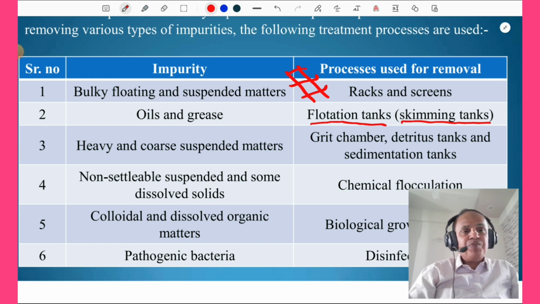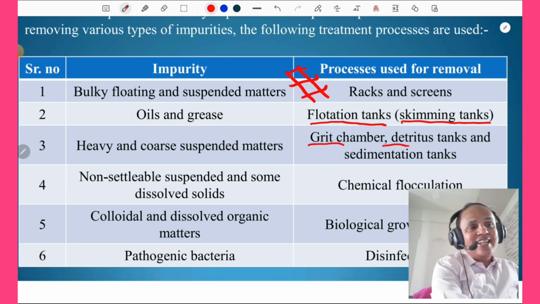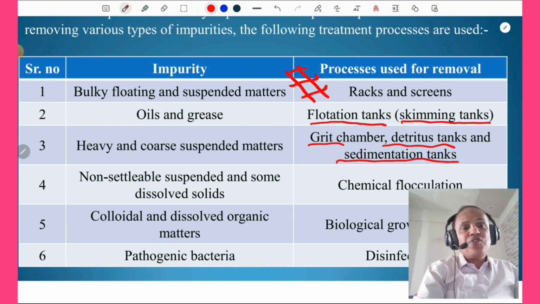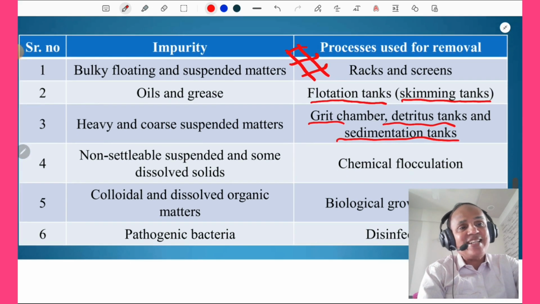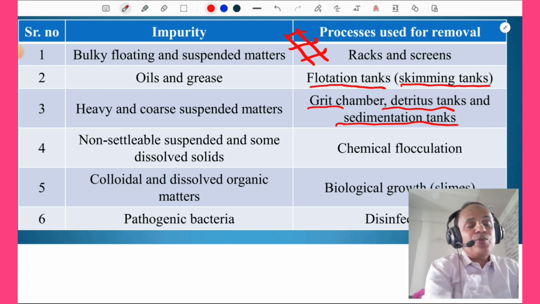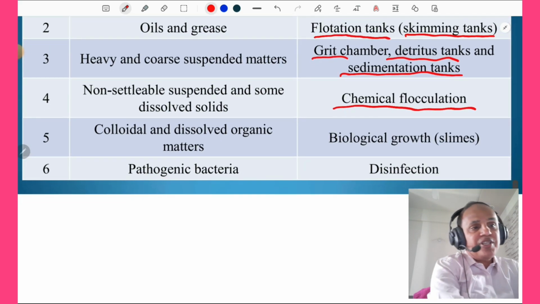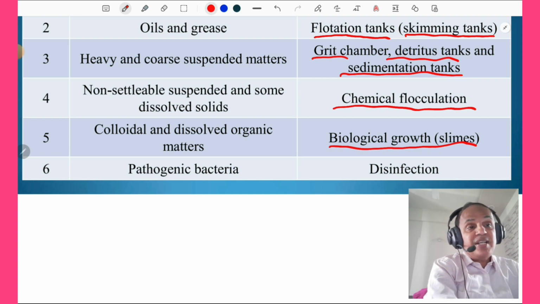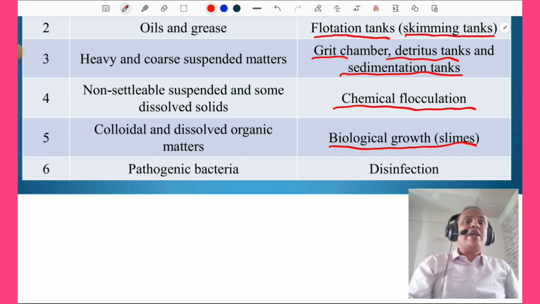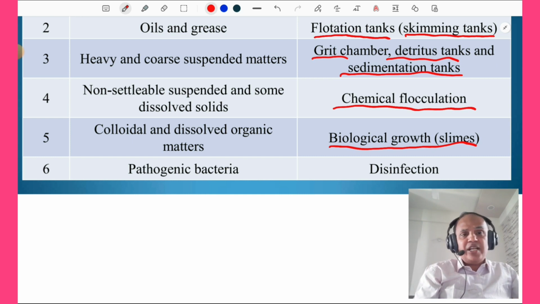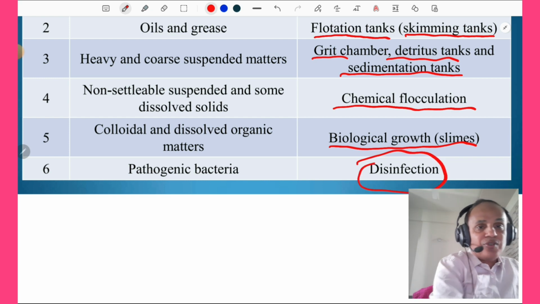Heavy and coarse suspended matter should be removed by the grit chamber, detritus tank or sedimentation tank. Then non-settleable matter, which is not going to settle in the sedimentation tank or grit chamber. In such cases, we need chemical flocculation. And for colloidal and dissolved organic matter, we use biological growth or biological bacteria, which we term slime. We are going to use that slime to remove the colloidal and dissolved organic matter. And one must know that we remove pathogenic bacteria by using the process termed disinfection. So one must remember the disinfection process.